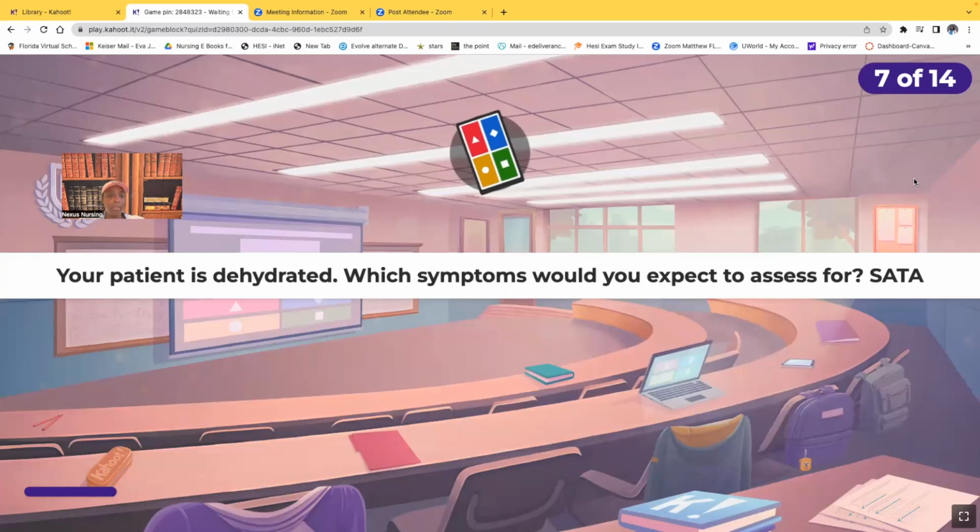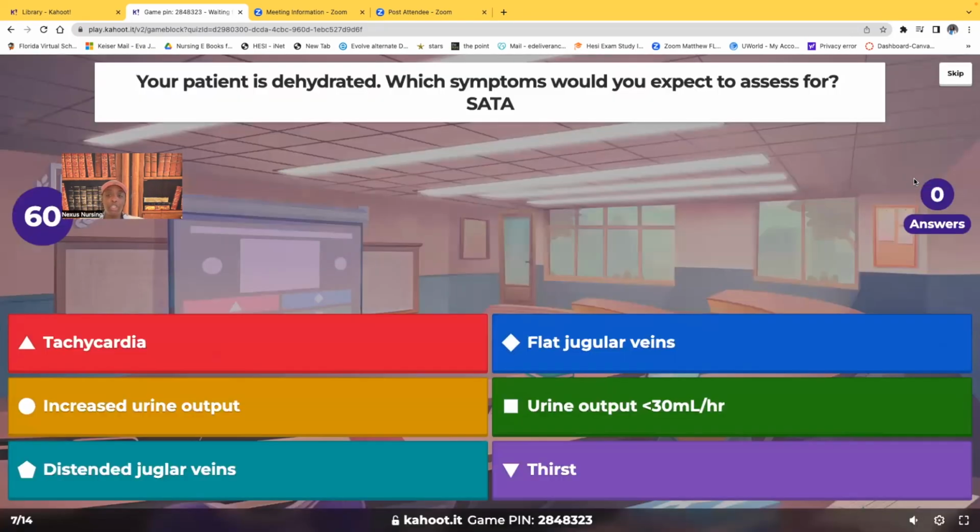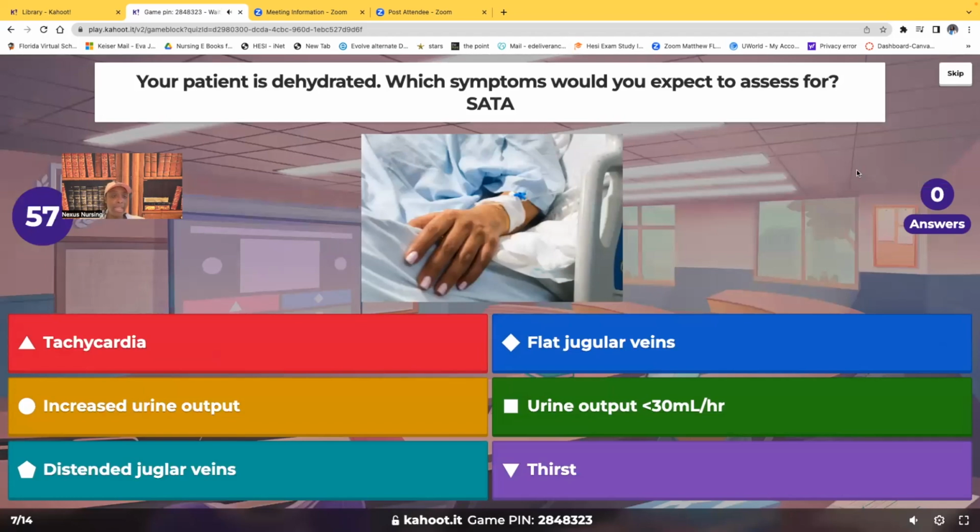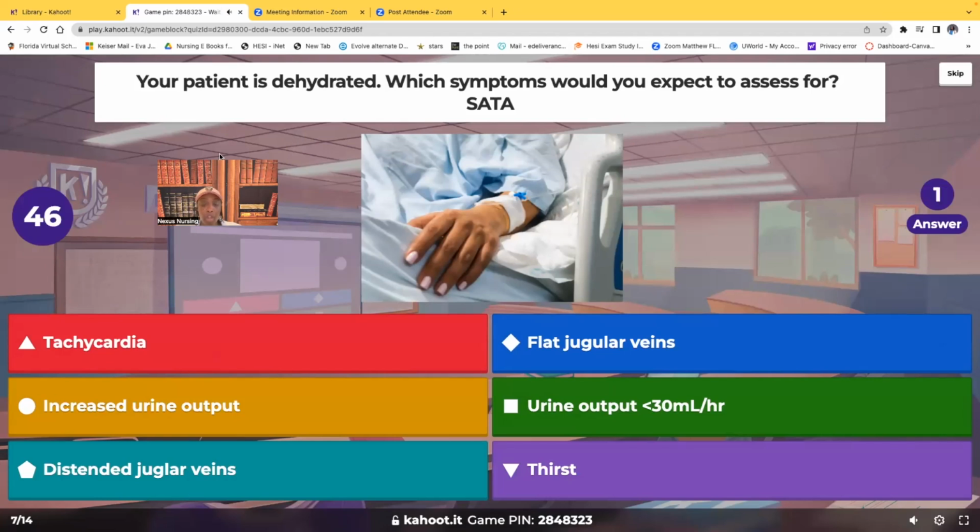Select all that apply. Your patient is dehydrated. Which symptoms would you expect to assess for? We're looking for signs and symptoms of dehydration. Here are your choices. We have tachycardia, flat jugular veins, increased urine output less than 30 mLs per hour, distended jugular veins, thirst.